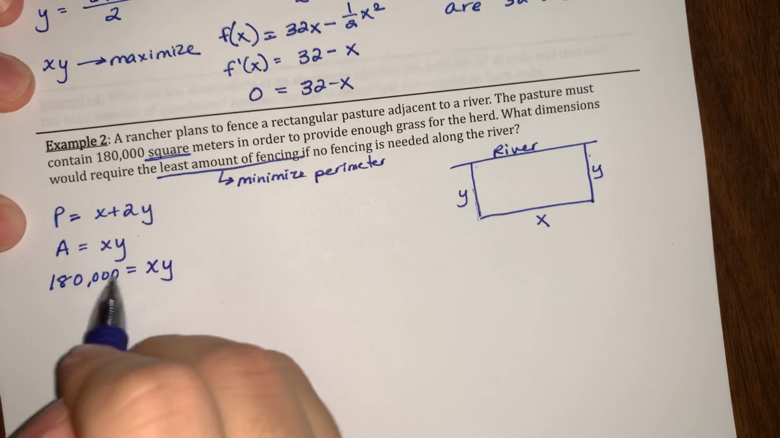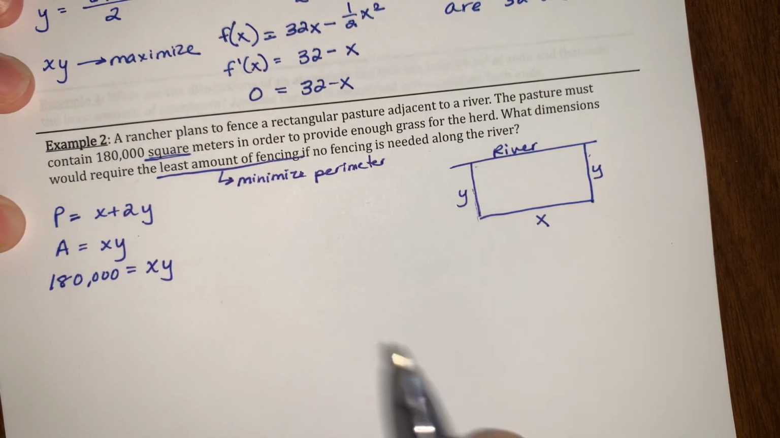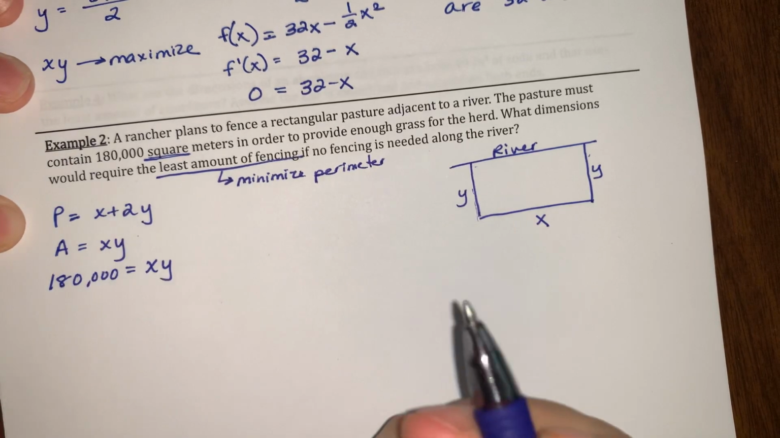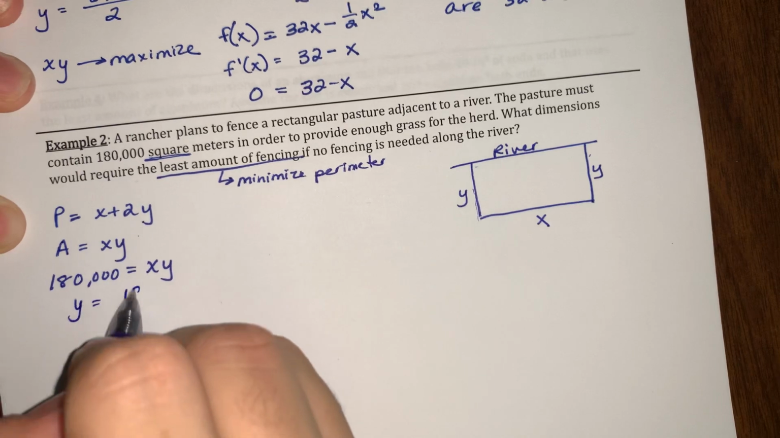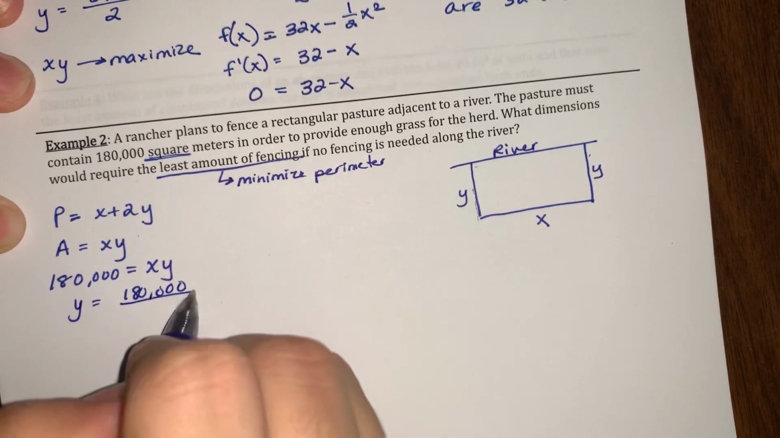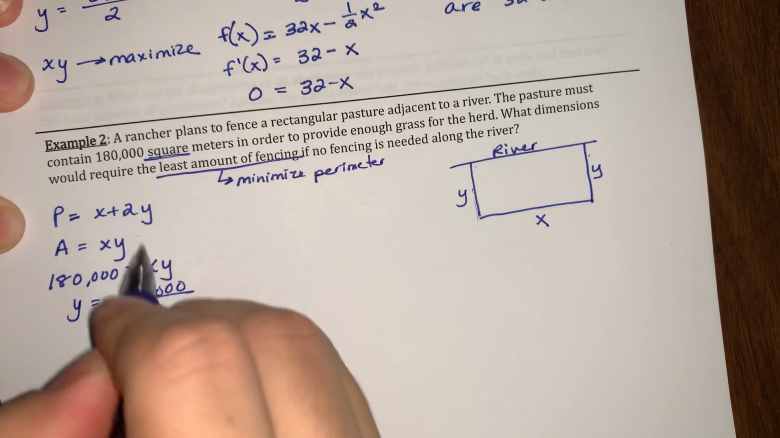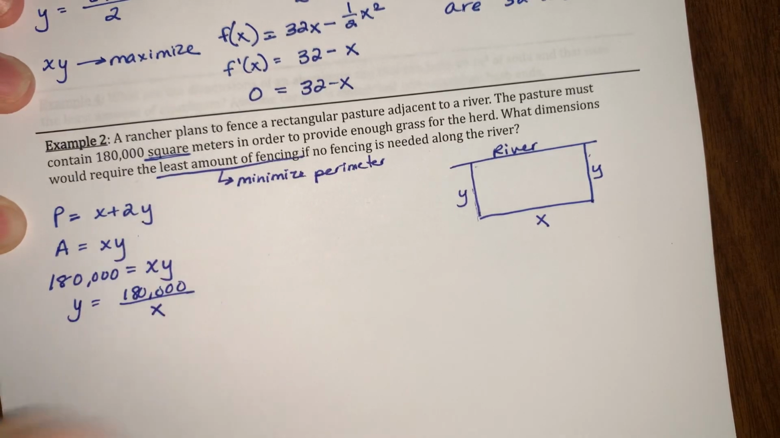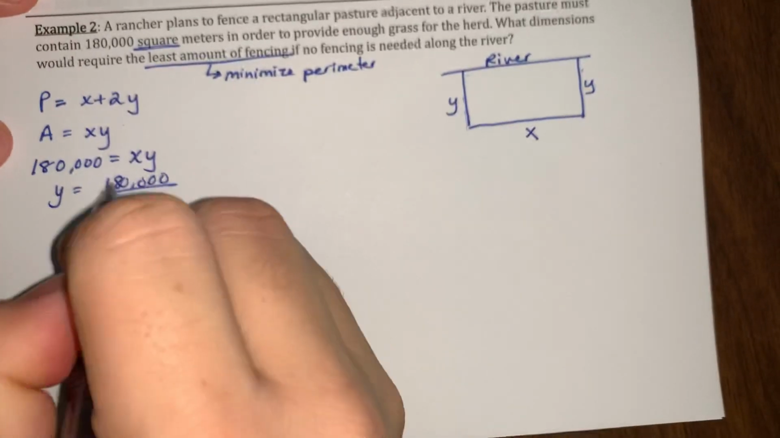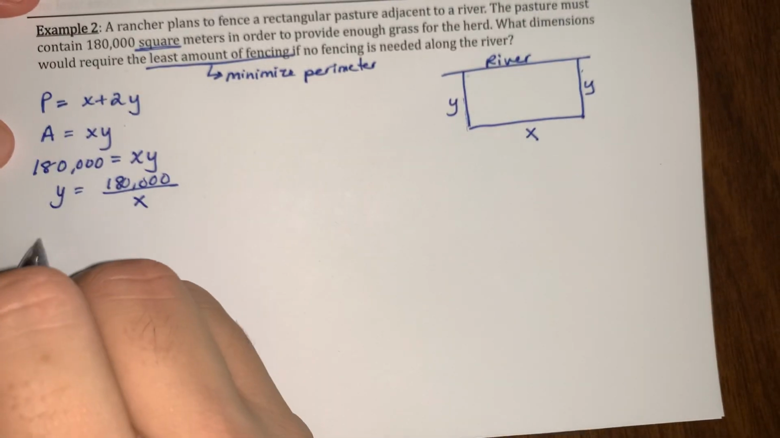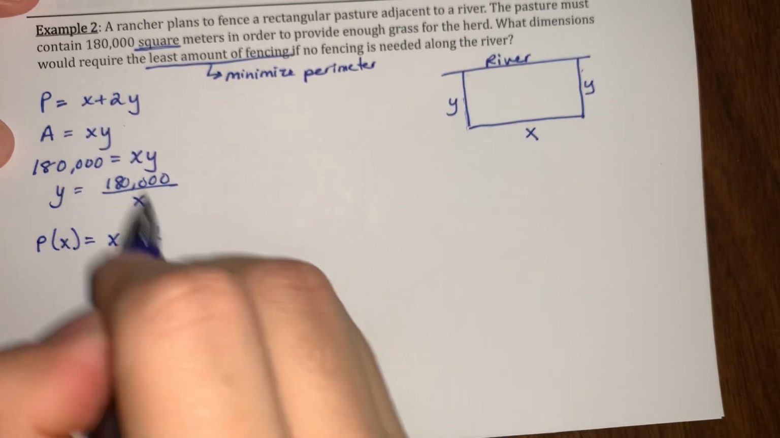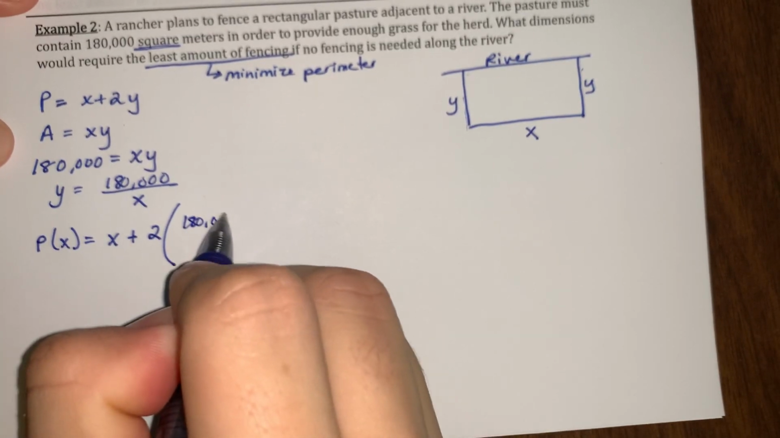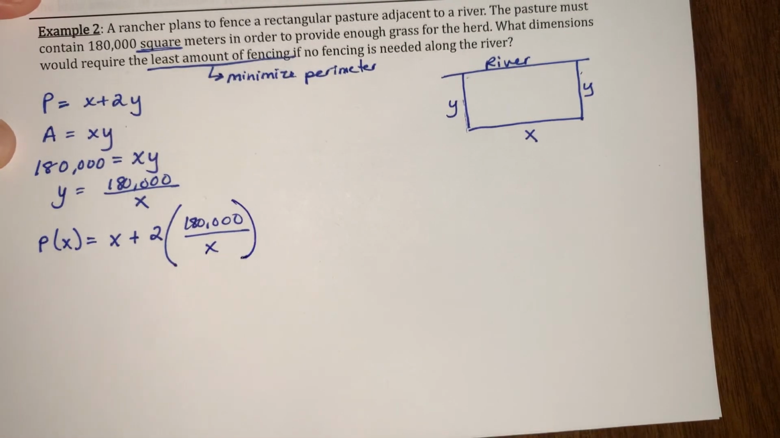So we know that 180,000 is equal to x times y. This is really going to help us rewrite this equation in terms of one variable. If I got y by itself here, I would get y is equal to 180,000 divided by x. Now I can substitute this back into the perimeter equation, and I'll finally have everything in terms of one variable like I want. So I'll substitute this inside of the y, so I have P of x is equal to x plus 2 times 180,000 divided by x.